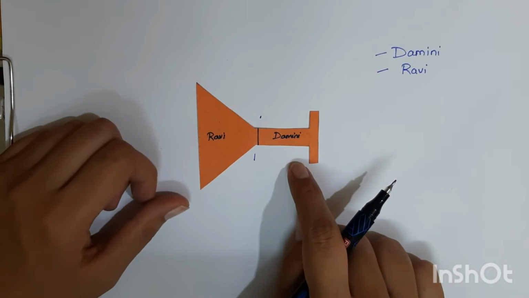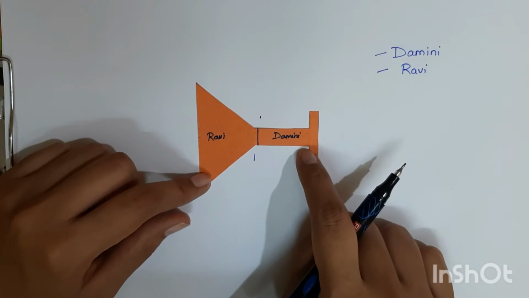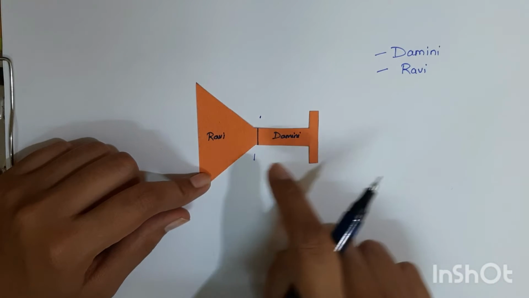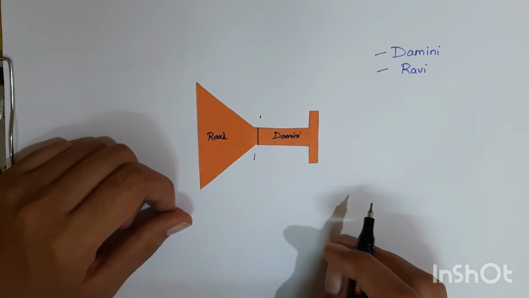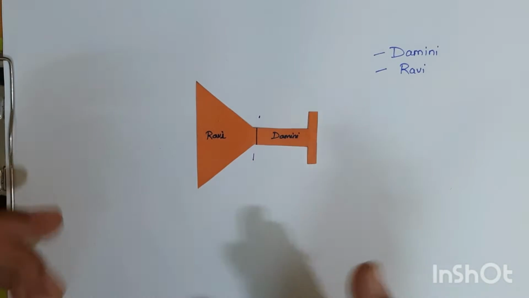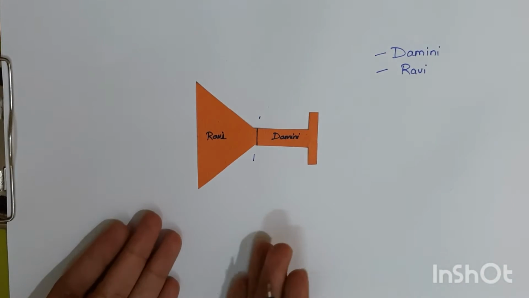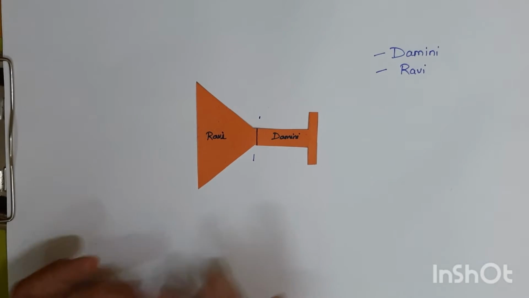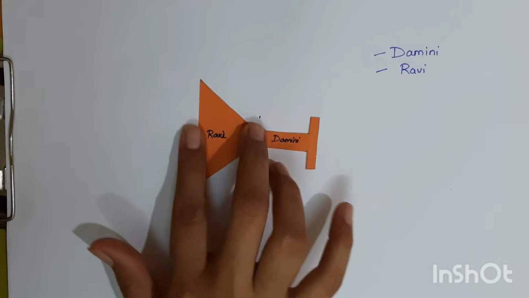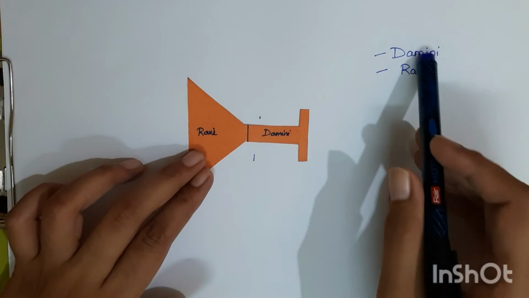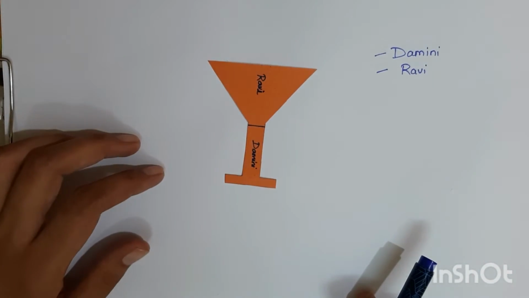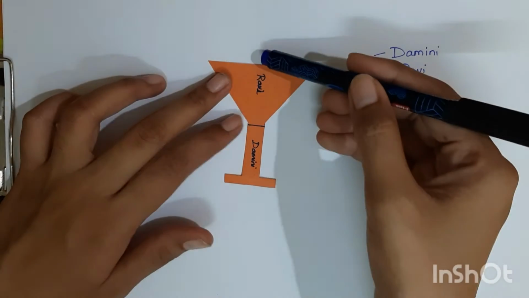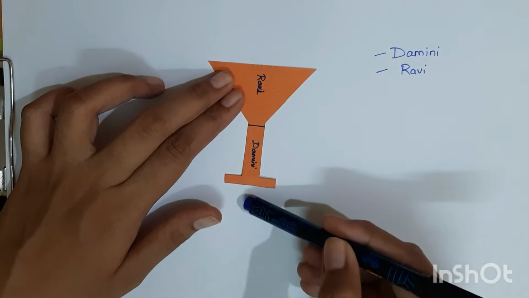Do you think Damini was right? Did Damini get half or not? Did Ravi cut the chocolate into two equal halves or not? No. Can you tell me what was the correct way to cut this chocolate into half pieces? How can we cut this type of chocolate into half so that both of them get equal chocolate? Yes, we can cut this chocolate from this side.